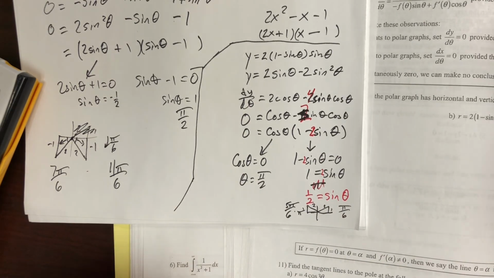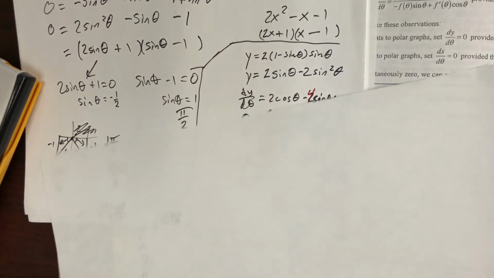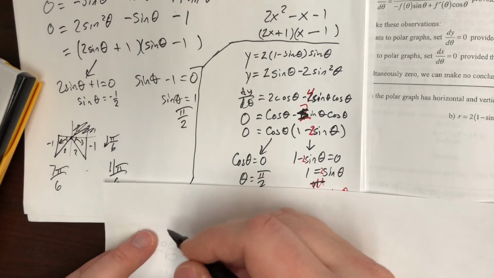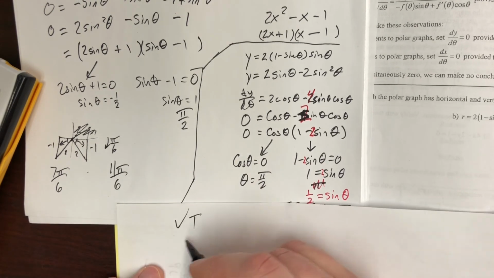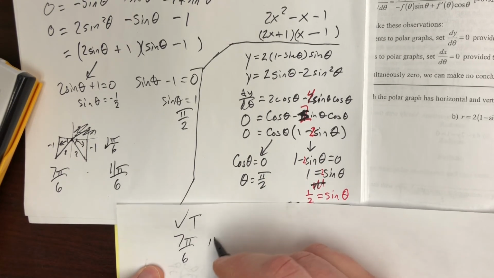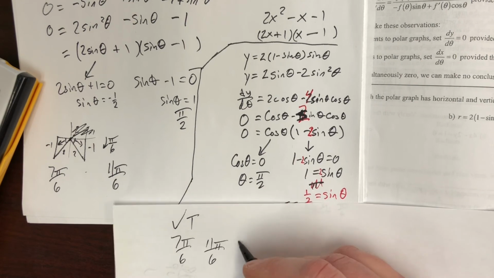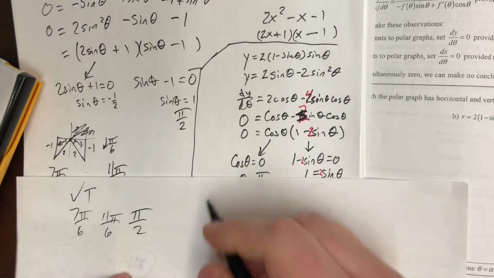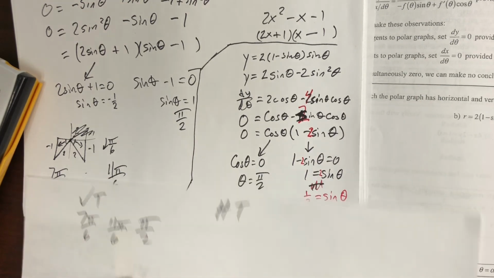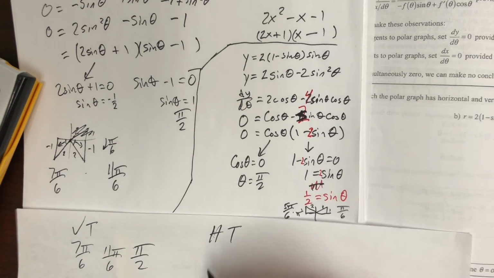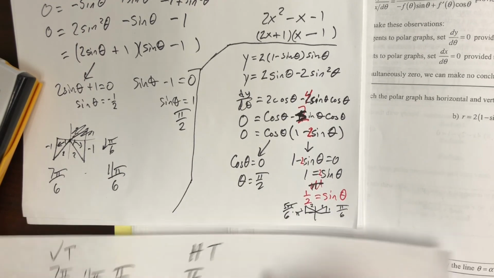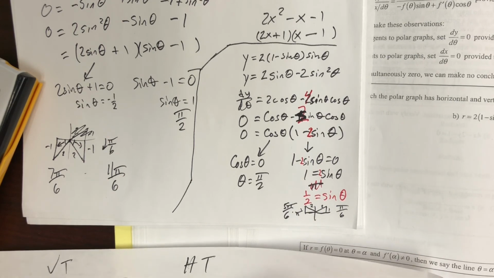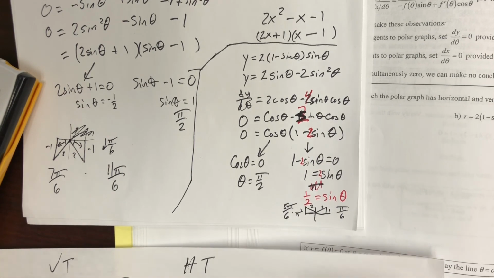So that leaves us with vertical tangents at 7 pi over 6 and 11 pi over 6 and pi over 2. And then horizontal tangents at pi over 2, 5 pi over 6, and pi over 6.